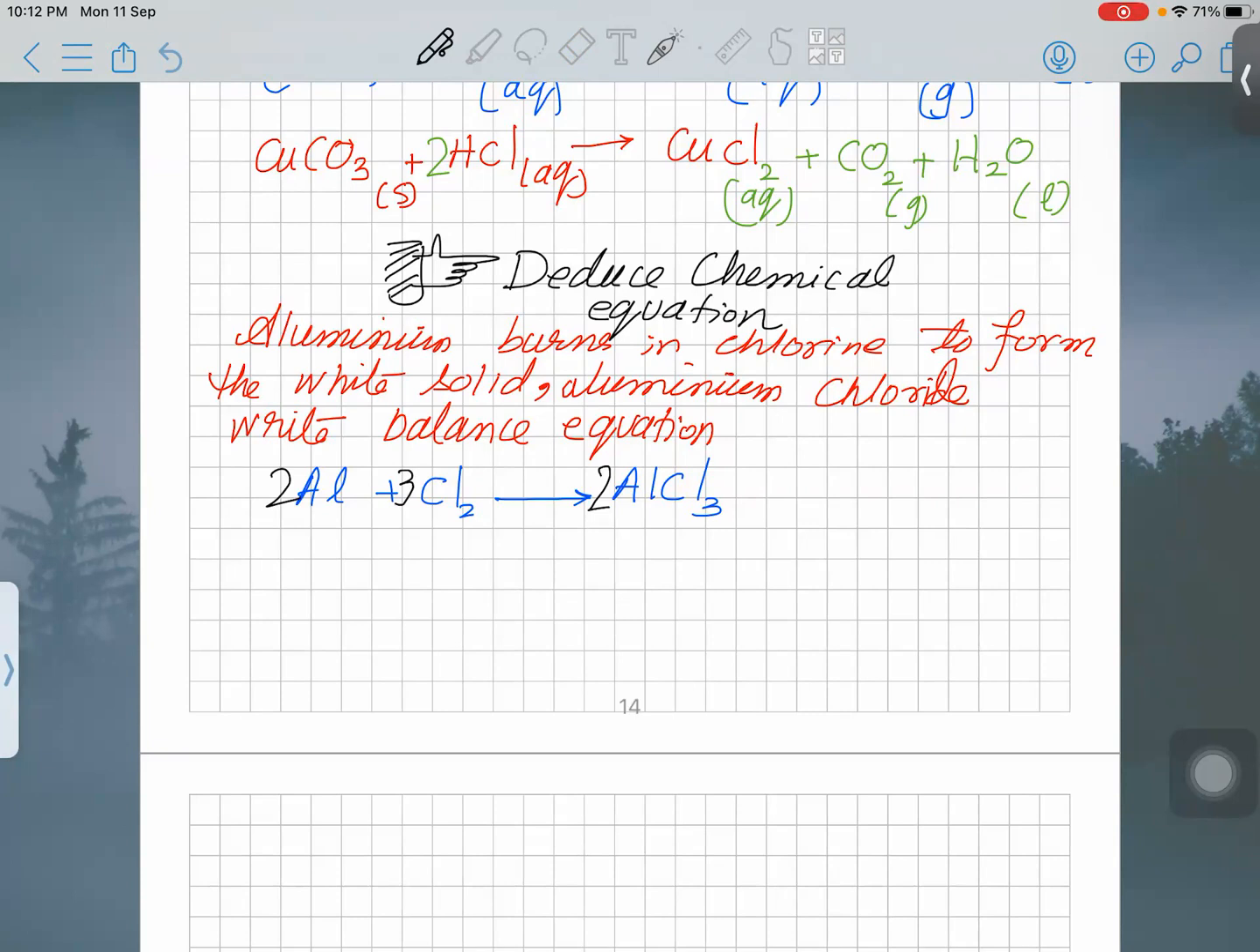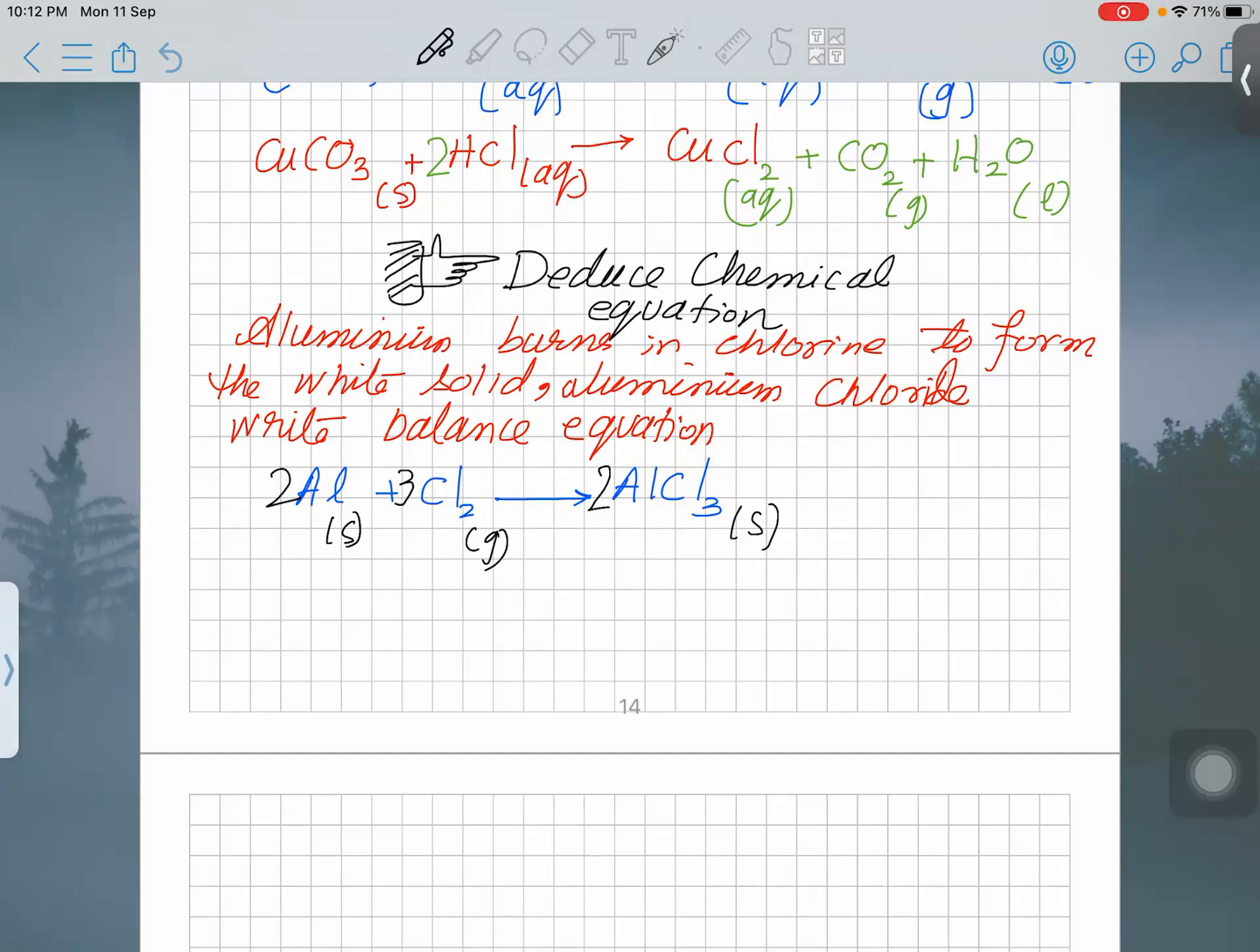Is it balanced? It's balanced, sir. Chlorine gas, aluminum solid. For this we have to write the state also. Yes, state symbols along with the balance coefficient.